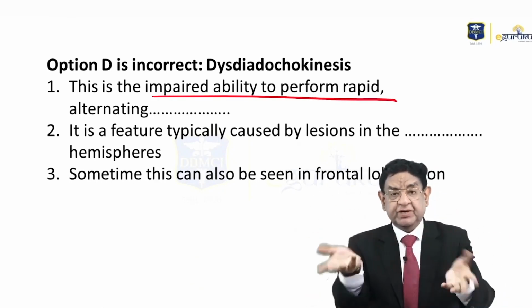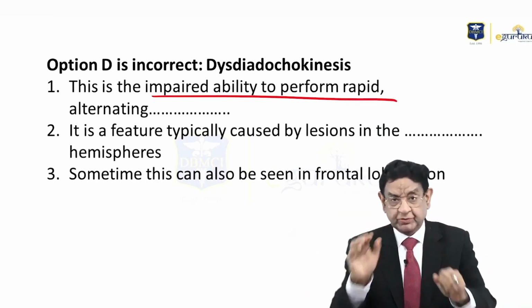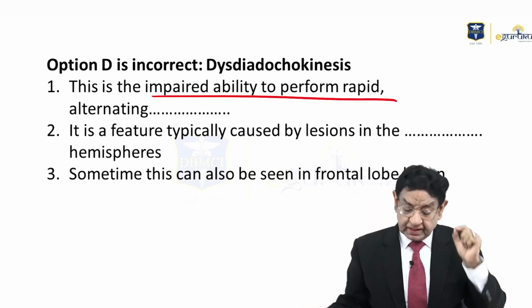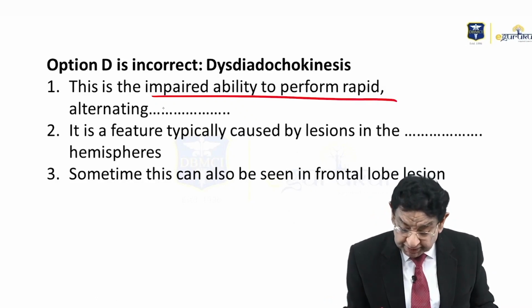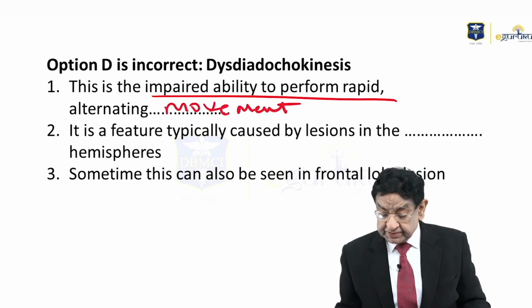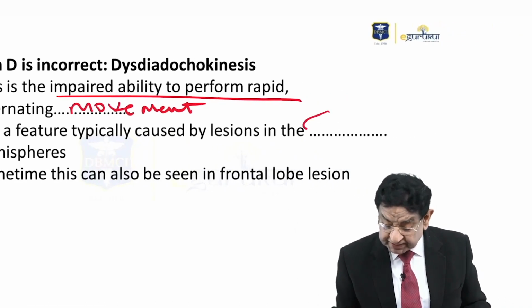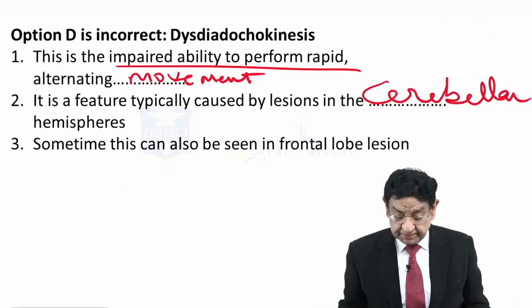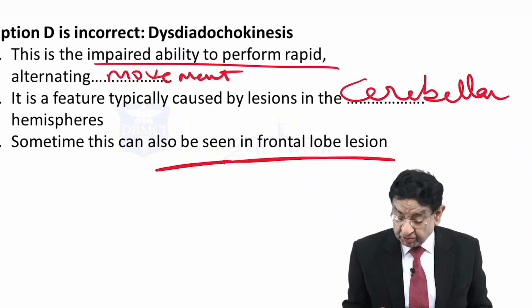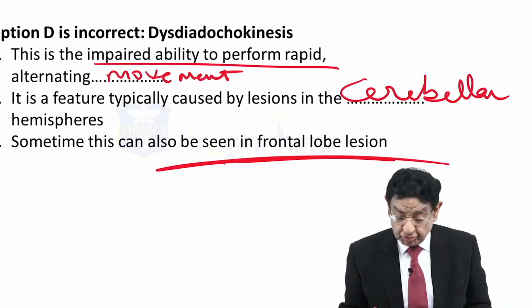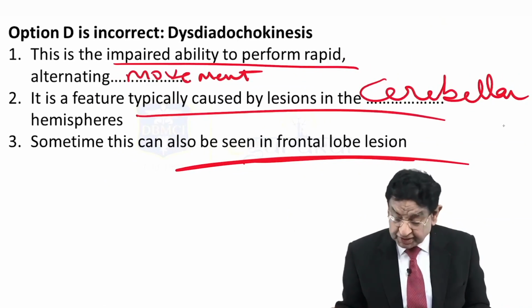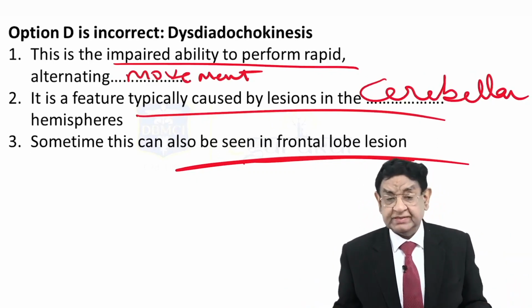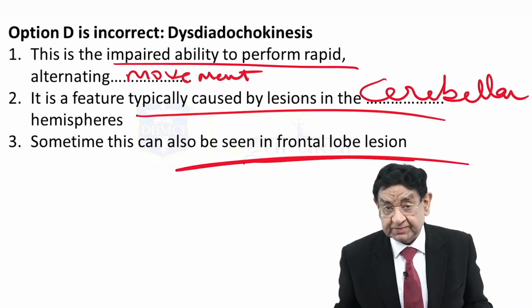Okay, this we can do. Yes, you also try. Yeah, you can do it. Now, alternating movement. It's a classical feature of cerebellar disease. But sometimes it may occur in frontal lobe lesion also. Not known to most students, but of course, no doubt about it, this is seen in cerebellar diseases.